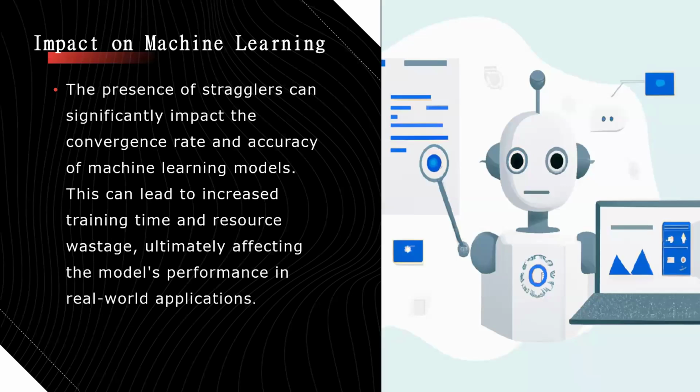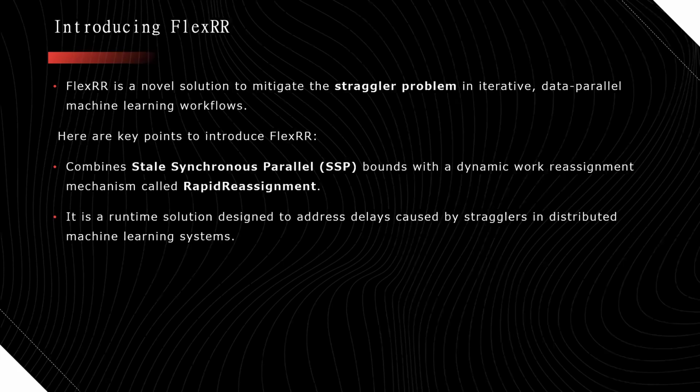Impact on machine learning: the presence of stragglers can significantly impact the convergence rate and accuracy of machine learning models. This can lead to increased training time and resource wastage, ultimately affecting the model's performance in real-world applications. To mitigate stragglers, task scheduling uses dynamic scheduling to allocate resources based on current load. Speculative execution duplicates tasks on faster nodes to ensure timely completion.